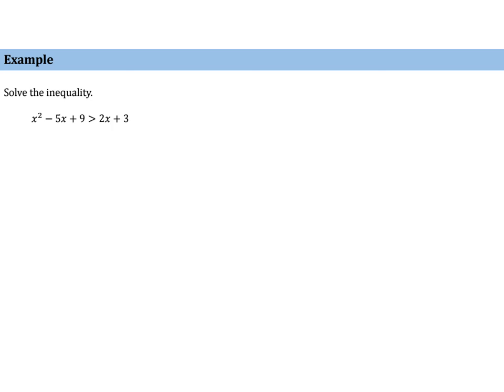So what we will first do is we're going to solve x squared minus 5x plus 9 equals 2x plus 3. So let's go ahead and solve this equation. We will subtract 2x from both sides. We will subtract 3. And the goal here is that we are solving the equation by setting it equal to 0. So we can solve this by factoring.